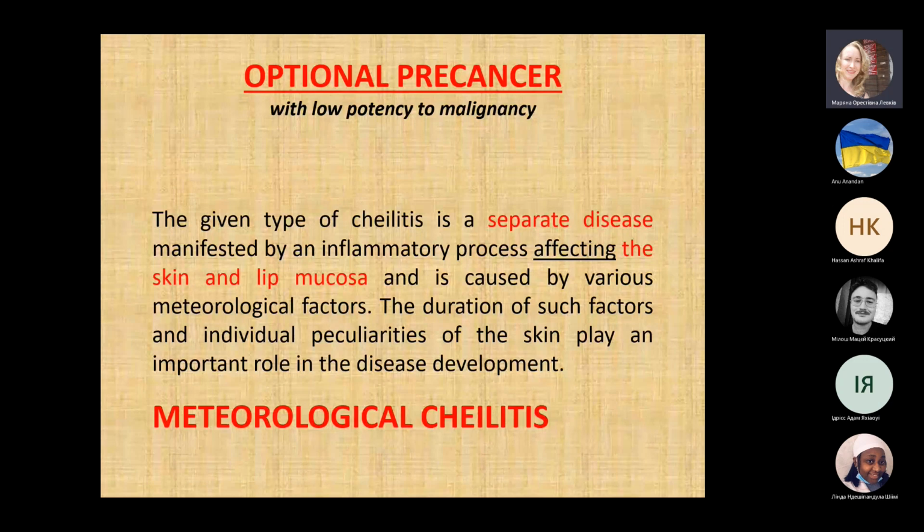So we have finished with optional precancer with high potency to malignancy and proceed with optional precancer with low potency for malignancy. The first entity is meteorological cheilitis. This type of cheilitis is a separate disease manifested by an inflammatory process affecting the skin and lip mucosa and is caused by various meteorological factors. The duration of such factors and individual peculiarities of the skin play an important role in the disease development.